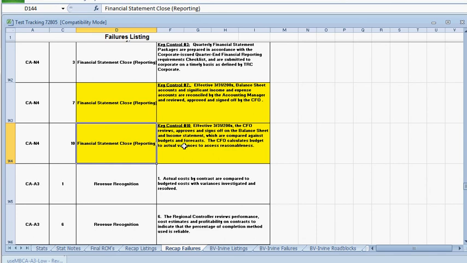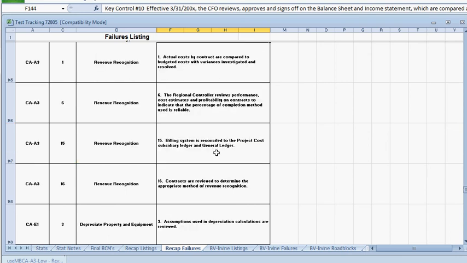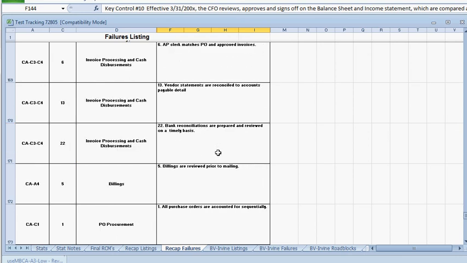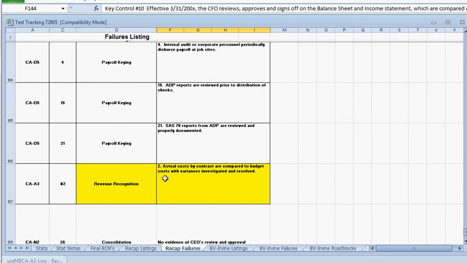And also for another one for the reporting, the CFO reviews and approves the budget for the balance sheet and income statement. The CFO also calculates the budget to actual variances to assess reasonableness. Now, one of the reasons that's important is on the revenue recognition side, the actual costs, by contrast, are compared to the budget itself, so the budget cost and variances are then investigated and resolved.